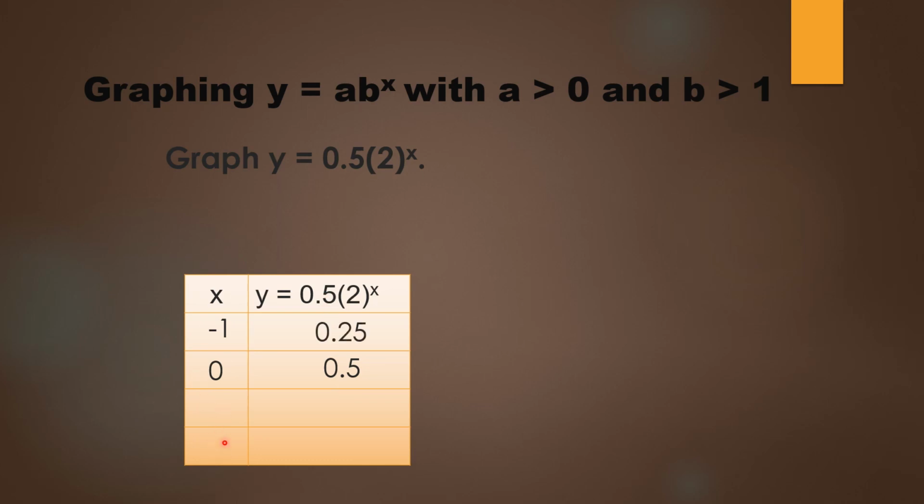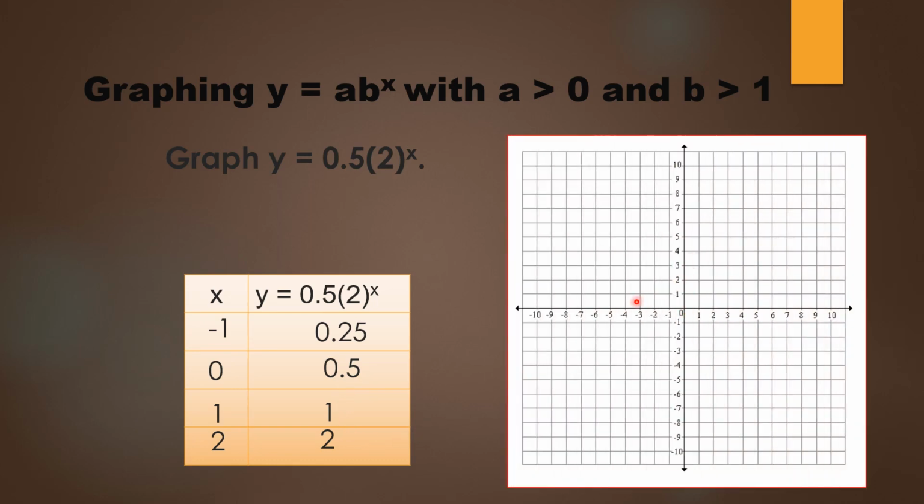Then you choose any two numbers after 0, for example 1. Substitute x by 1, then 2 to the power of 1 is 2, multiplied by 0.5 is 1. And 2: substitute x by 2, 2 to the power of 2 is 4, 4 times 0.5 is 2. Then we made this table. X is -1, 0, 1, 2, and y is 0.25, 0.5, 1, and 2. And I'm going to locate these points in this graph on the right. The first point, -1 and 0.25, I think here. Yeah, 0 and 0.5 will be here.